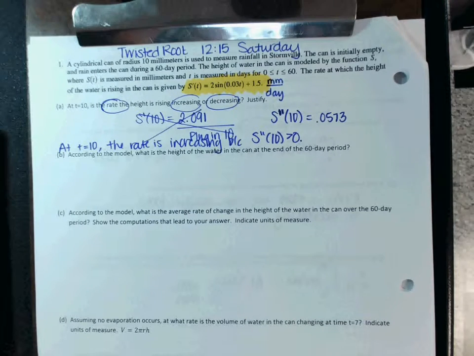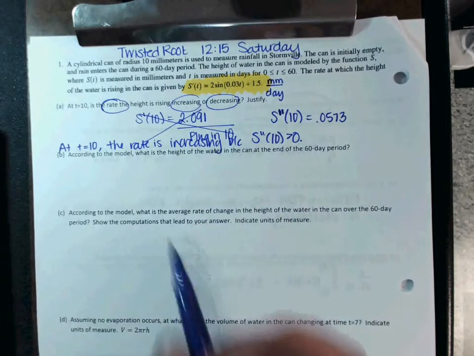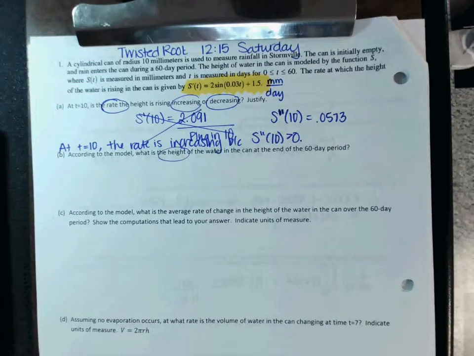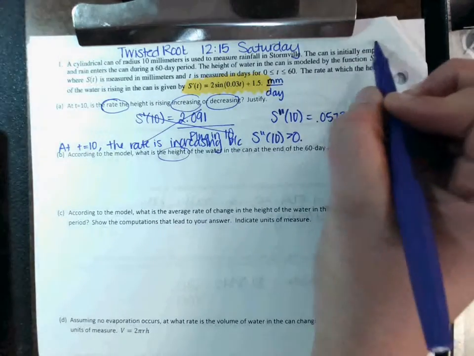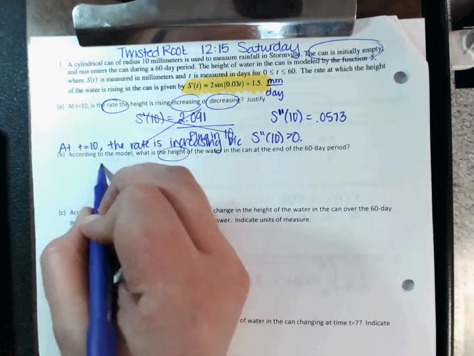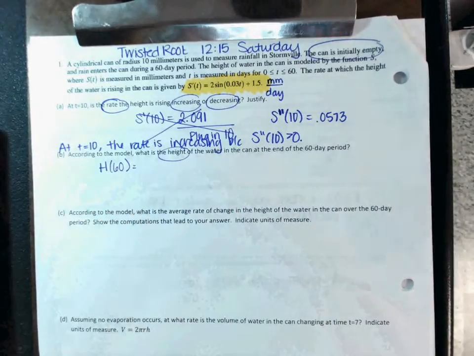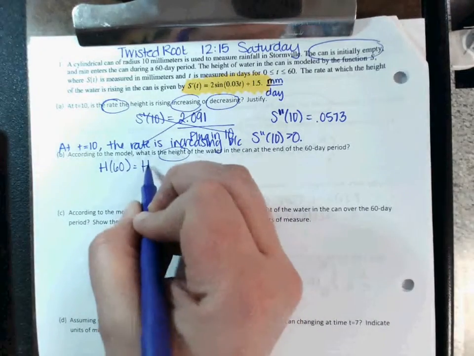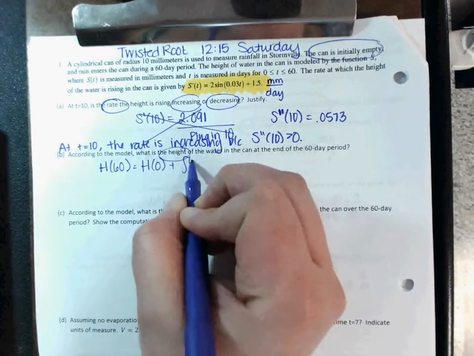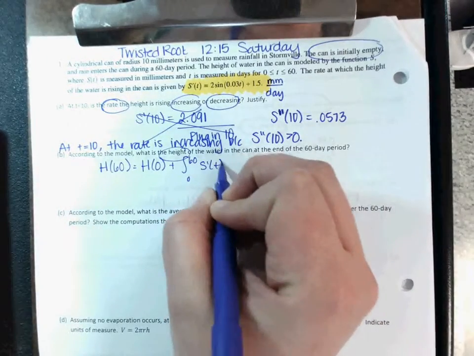Part B. According to the model, what is the height of the water in the can at the end of the 60-day period? Now note, I know how fast it's increasing. I want to know the height. So that's an integral. Now, go back and read the paragraph. Was there already water in the can? A lot of times there is. Is there in this case? How does it start off? Empty. So I would still be doing a version B, but I would be saying the height at 60 is the height at 0 plus the integral from 0 to 60 of my s prime of t.